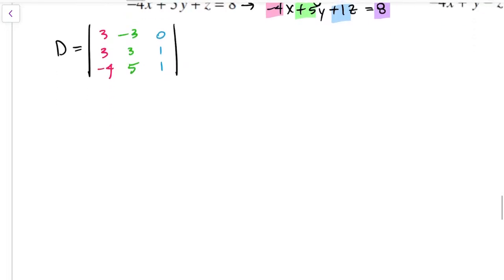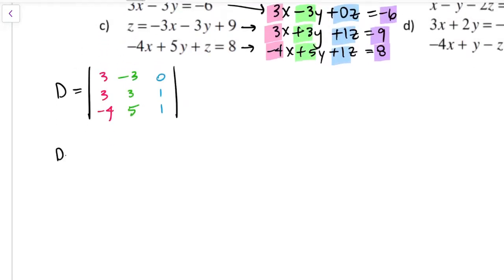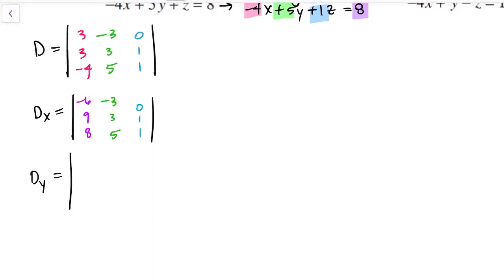Your Dx matrix, we swap out our x column with our constants, the -6, 9, and 8. Everything else stays the same, -3, 3, and 5, and 0, 1, 1. Then for Dy, now we swap out our y column with those constants. So that's the first thing I'll write. -6, 9, and 8 goes in the middle this time. And then your x column stays the same, 3, 3, -4, and your z column stays the same as well, 0, 1, 1.